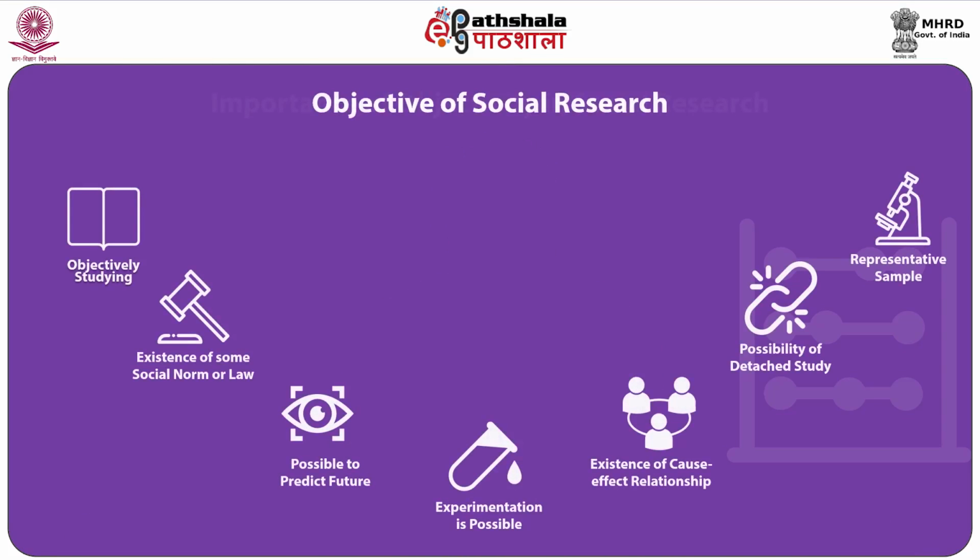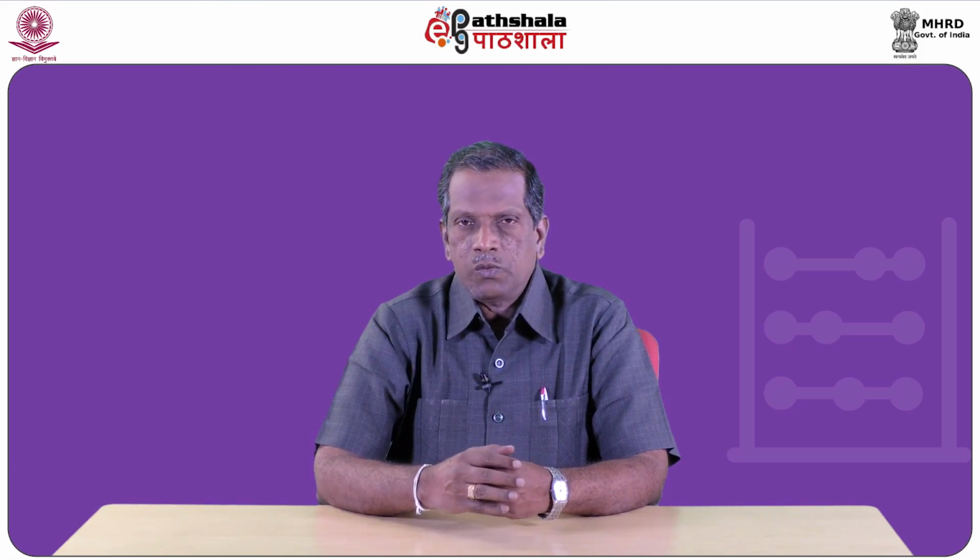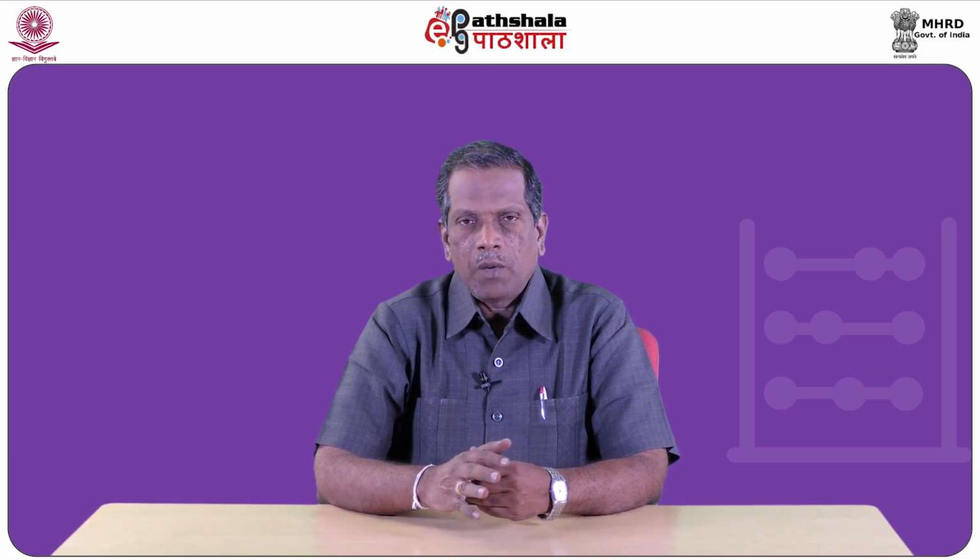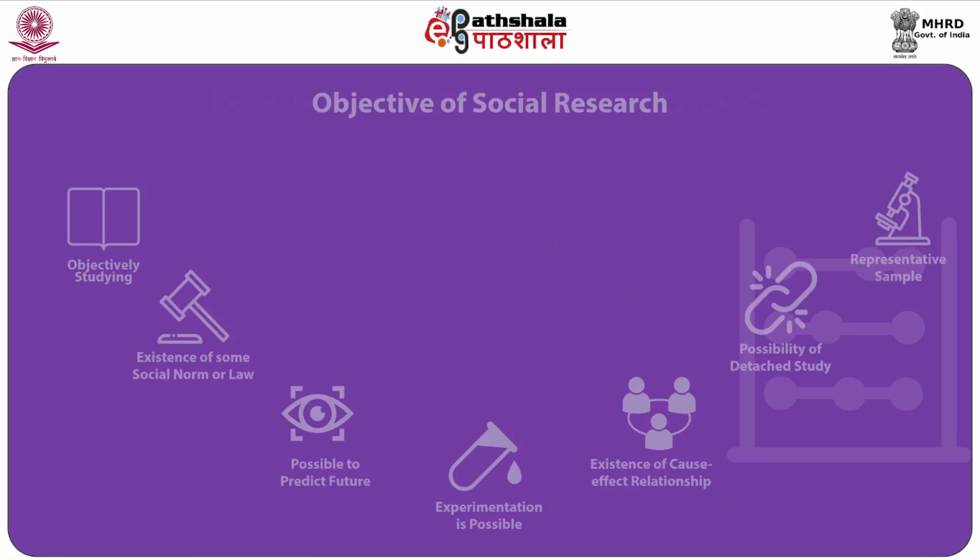Another objective of social research is a representative sample. Social research presumes that there is a possibility of selecting a representative sample from the whole population under study. It also assumes that the results of the study from the representative sample would be applicable to the whole population. Another objective of social research is the possibility of detailed study. It is presumed that the social researcher has no preconceptions about the subject matter under study and thereby carries out the research with neutrality and in an unbiased manner.